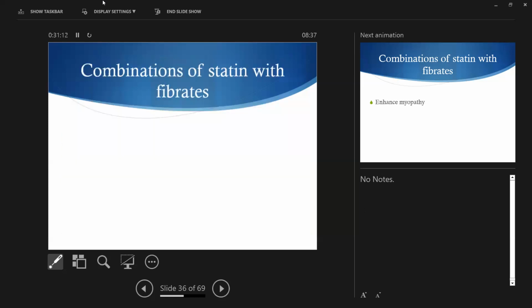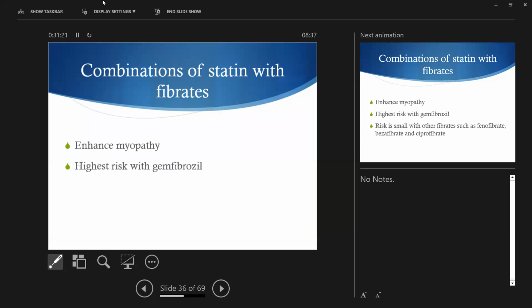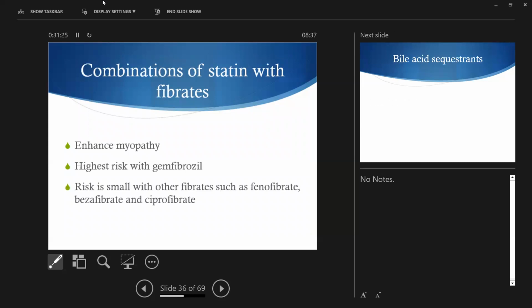So there is the combination of statin with fibrates. Fibrates are generally prescribed for triglycerides, and this combination may enhance myopathy. So we have to be more careful. The highest risk is with gemfibrozil, and the risk is lower with fenofibrate.